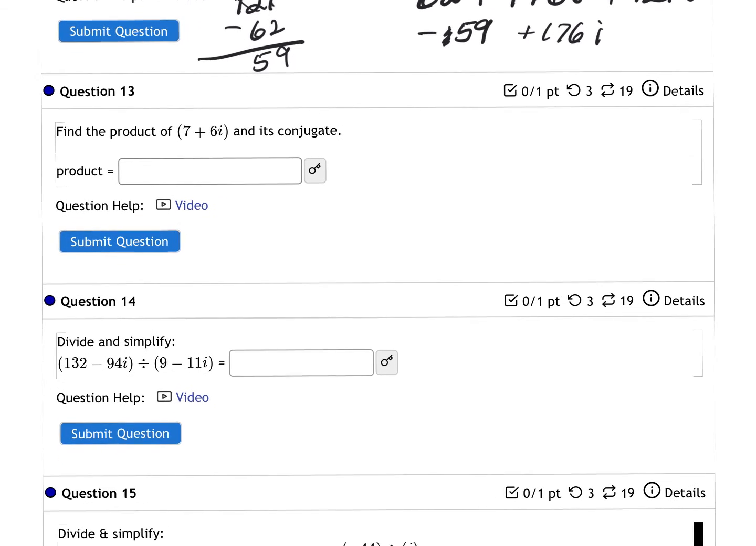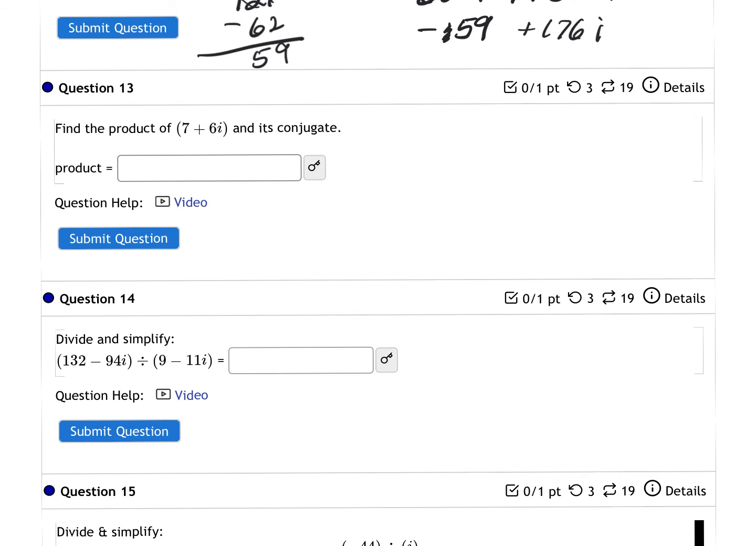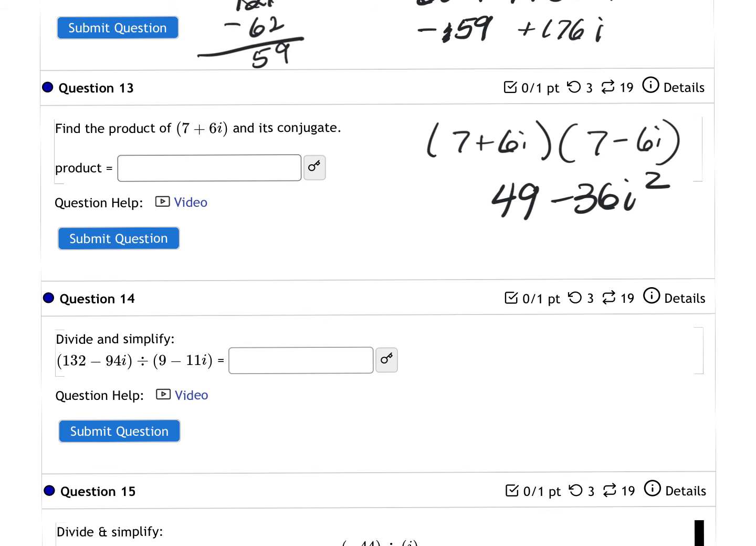All right, this is the product of its conjugate. The conjugate is just the difference in the middle. When you have this, you have the difference of two squares, so 49 minus 36i squared. Again, this should not have any i terms. That's why we use conjugates. So this would be 85.